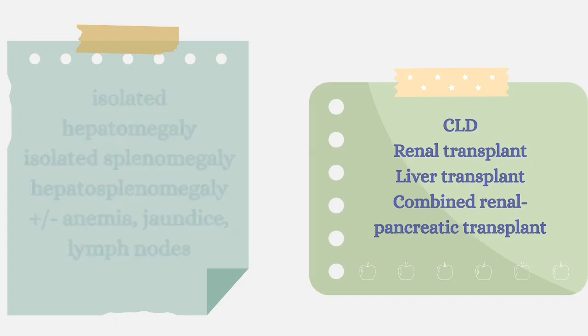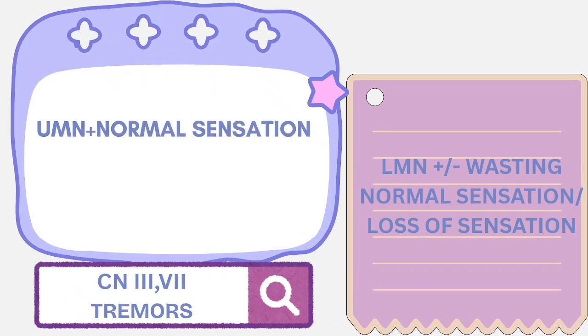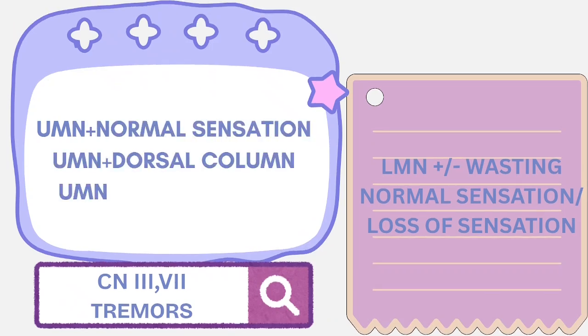For the neurology station, practice the presentation of upper motor neuron and lower motor neuron lesions in the following manner. For upper motor neuron: with normal sensation, with dorsal column being affected, with cerebellar signs, and for lower motor neuron lesions, with or without wasting. Practice the differentials well. Also, mention specific investigations instead of a myriad of basic investigations. The examiners do not like that, and the management should include a non-pharmacological approach, emphasizing the social aspect of the patient's life as well.